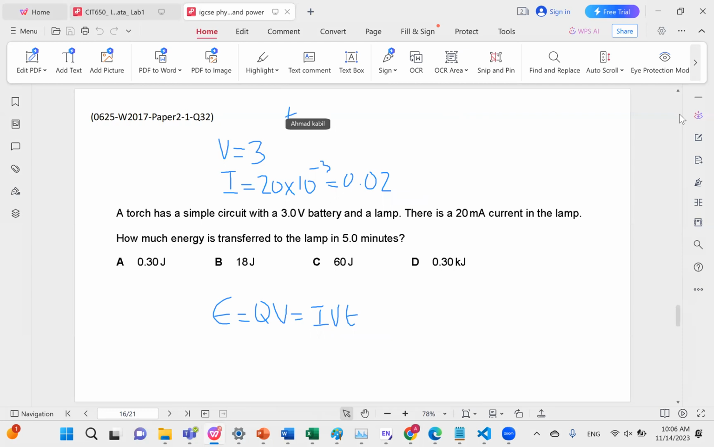And the time here is 5 minutes. So that's 5 times 60. And that gives me 300 seconds. Now I plug all these values into the equation. So energy is equal to 0.02 multiplied by 3 multiplied by 300. So using your calculator, 0.02 times 3 times 300, this gives us 18 joules. So therefore, the correct choice here would be choice B.